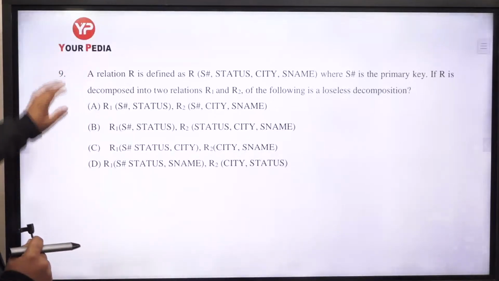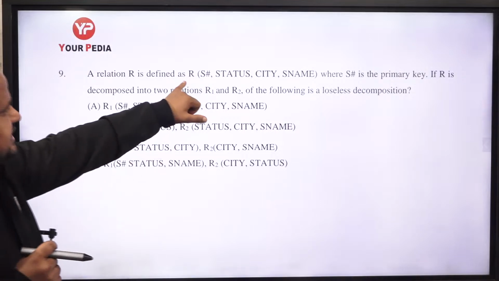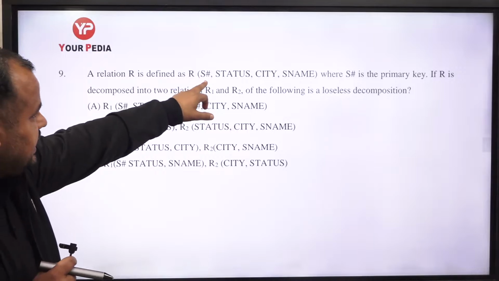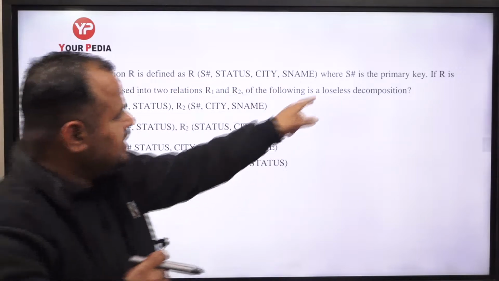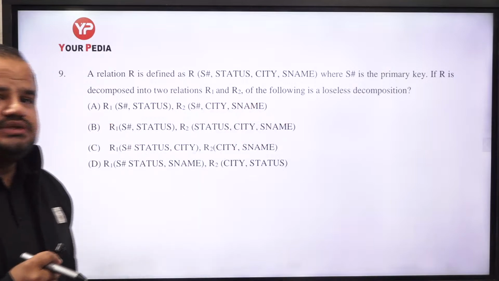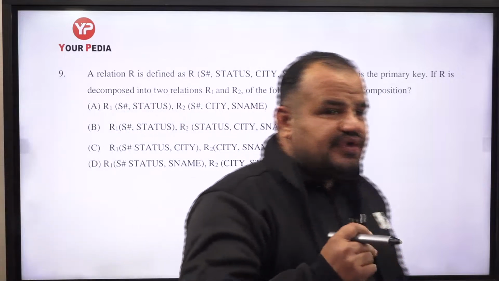Now tell me, very important problem. We have a relation schema R with some of the attributes as S hash, status, city, S name, and where the key is given to you. Now tell me, if R is decomposed into 2 relations R1 and R2, we have to find out which decomposition is lossless.